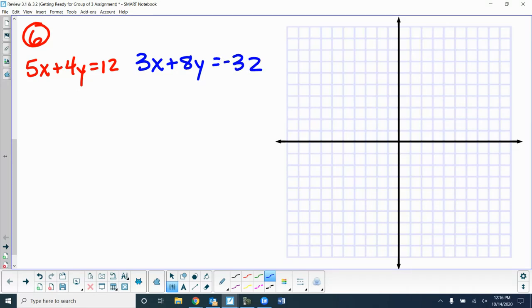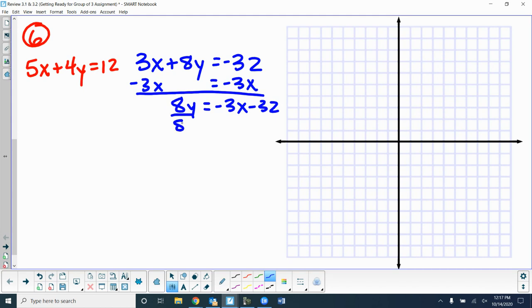To graph, get y by itself, right? So I do that first. I'm going to subtract 3x and divide by 8 for the blue one. Remember to divide everything by 8.